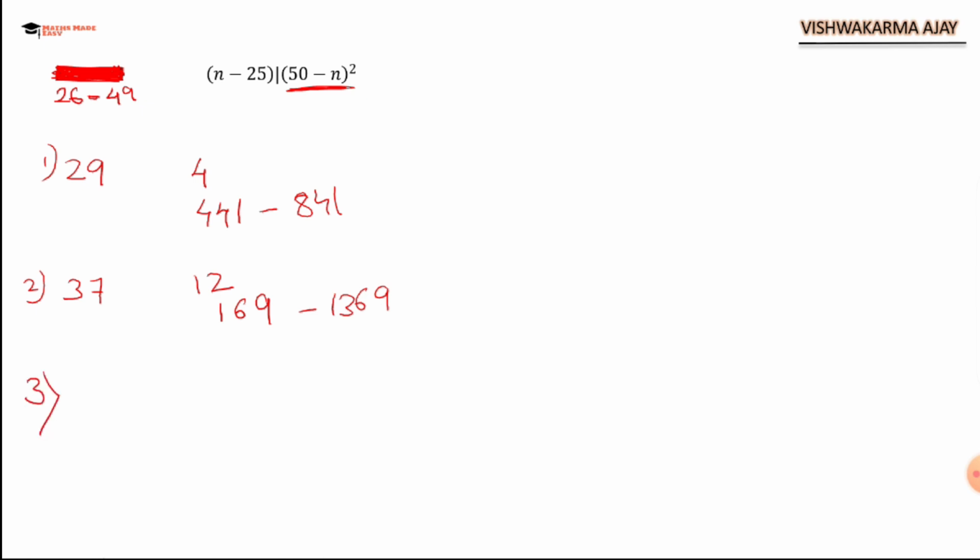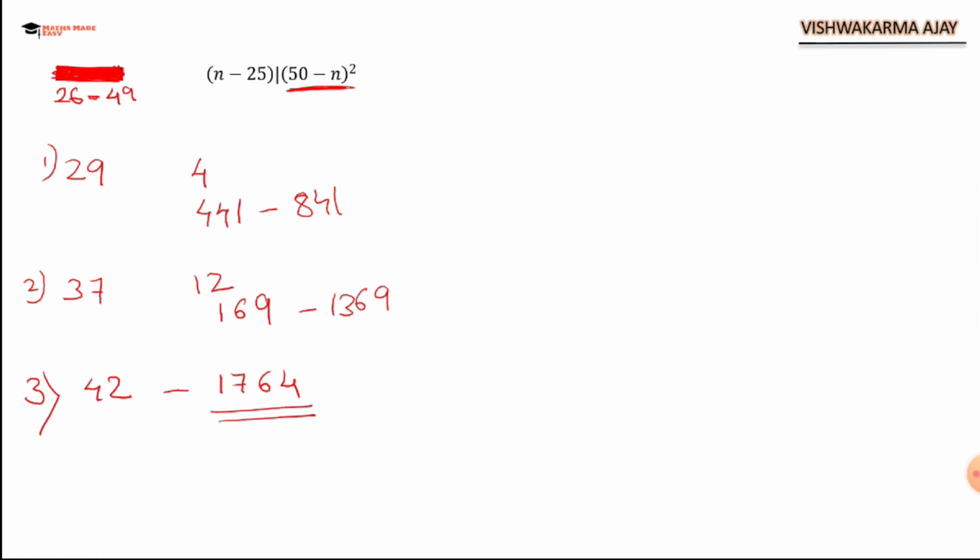Let's take one more example. This time we take 42. n minus 25, that is 42 minus 25, is 17. And 50 minus n, that is 50 minus 42, is 8. The square of 8 is 64. This time it is only 2 digits, so I'm going to write it directly here.